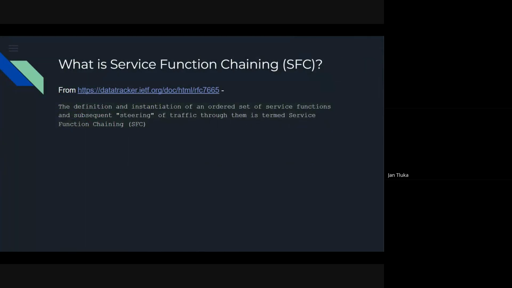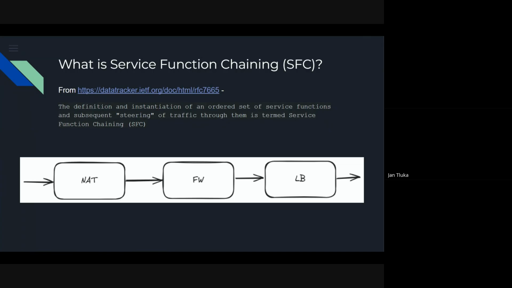So what is service function chaining? I've given a link here to RFC 7665. From the RFC, the definition is: the instantiation of an ordered set of service functions, and the steering of traffic through them, is considered to be a service function chain. In practical terms, you can think of a service function chain as an ordered list of network functions that traffic goes through, like in any traditional routing appliance: ACL, NAT, firewall, load balancer. You can even think of the pipeline in OVN as a type of service function chain for its ingress and egress pipelines.